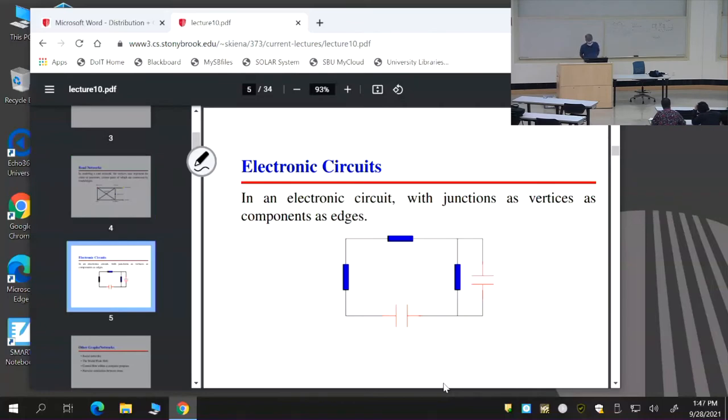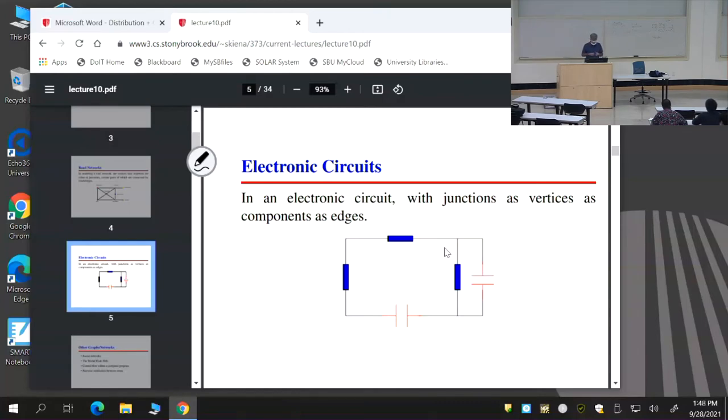Here's another example of something that is modeled by a graph. I use the word graph and network interchangeably. Probably should use the word graph more. But computers are actually made of electronics. You may or may not get that in your classes these days. But what is an electronic circuit? It is a bunch of electronic components, here resistors and capacitors, that are wired together.